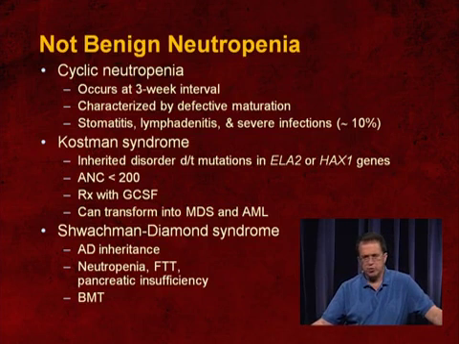Okay? Cyclic neutropenia. Whew, I find this hard to diagnose. I'm not sure I've ever accurately diagnosed it. I know my colleagues have. And that means you're getting neutropenia that occurs roughly at a 3-week cycle. It's characterized by defective maturation. You can have stomatitis, lymphadenitis, and severe infections.